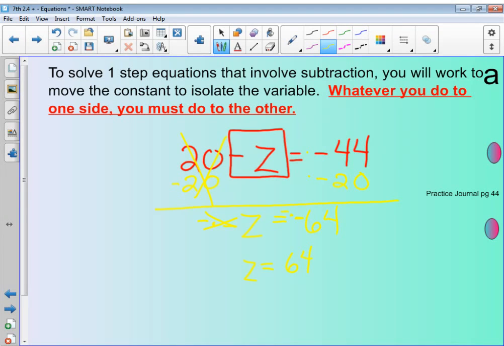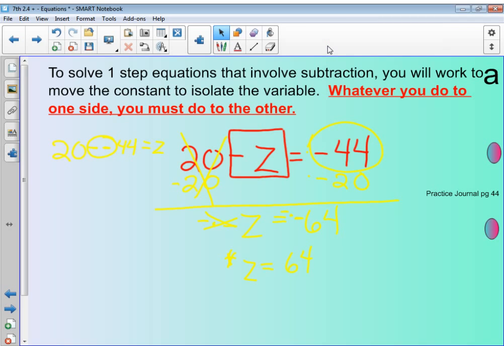Okay, if you use the flip-flop method, the one thing that you're going to have to remember is although you leave the negative here, you take the negative with the number because this is really a negative 44. So if you do that flip-flop method, it would have looked like this, 20 minus, and then you flip-flop, so you would take that negative 44 equals Z. See how we have two negatives there? So it ends up becoming plus 44. 20 plus 44 would still get us to that positive 64.